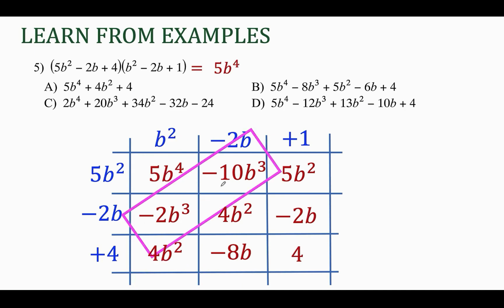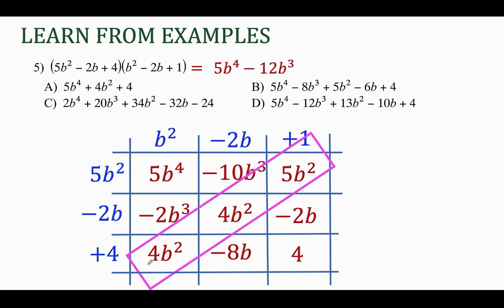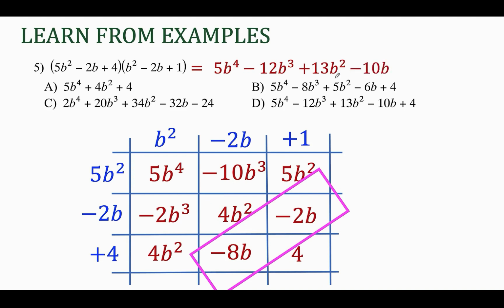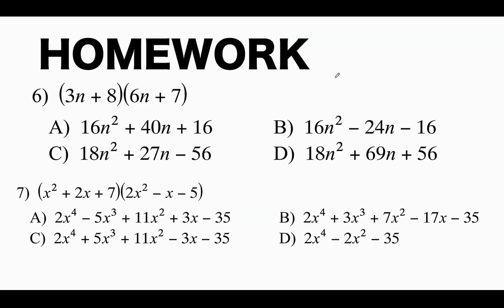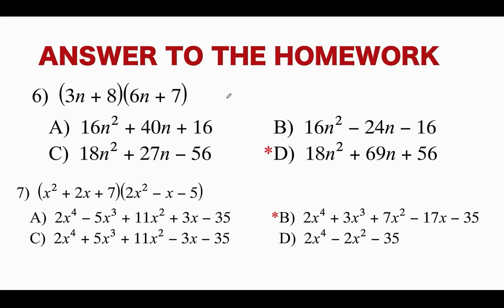Negative 2b cubed minus 10b cubed is negative 12b cubed. Here, there are 3 like terms. 4b squared plus 4b squared plus 5b squared, that's equal to 13b squared. And then, minus 8b minus 2b is equal to minus 10b, and copy plus 4. That is now our final answer. And for your practice exercises, you can work on these 2 homework problems. So you can try these 2 items yourself. And the answer to that would be number 6 is letter D and number 7 is letter B.